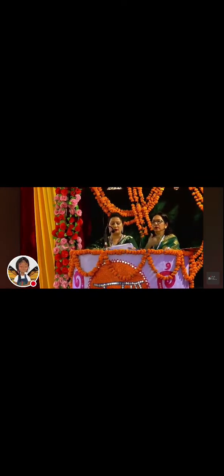Today, we begin our show with a divine invocation, a religious dance performance on a soul-stirring melody by the students of classes 4th and 5th.